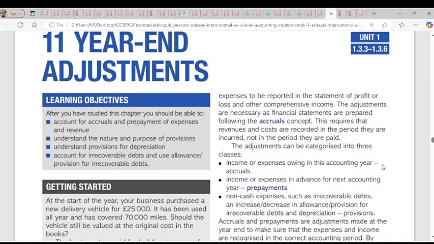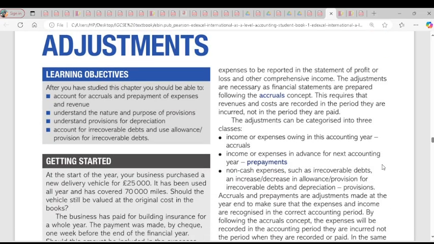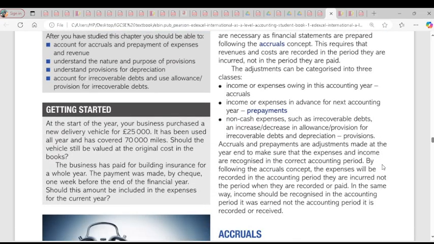And total expenses you have incurred, you might not have to record everything in the statement of profit or loss or statement of financial position. So you have to make adjustments. That is why we need adjustments. The adjustments are important as financial statements are prepared following the accrual concept. And we know what the accrual concept is about. The revenues and costs of this financial year must be recorded for this financial year.